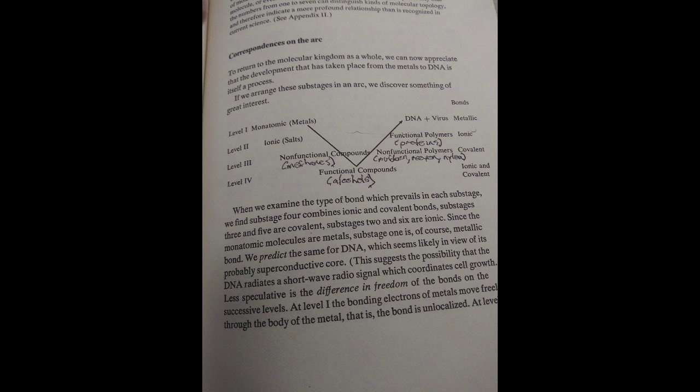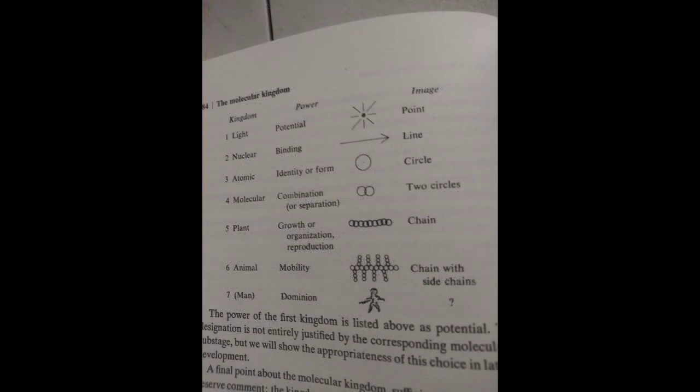And then let's take a look at his little group. He gives each one its own little symbol here, which I kind of like. These are the symbols for each one of these kingdoms. So he's got, at the top here, kingdom number 1, light. Its power is potential, and its image is a point. This kind of reminds me of Jean Gebser. He does something similar where he uses the point for the unity of the magical consciousness structure.